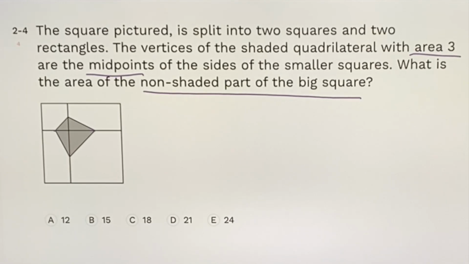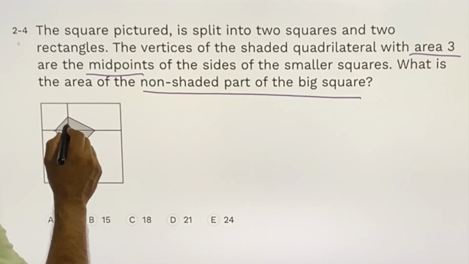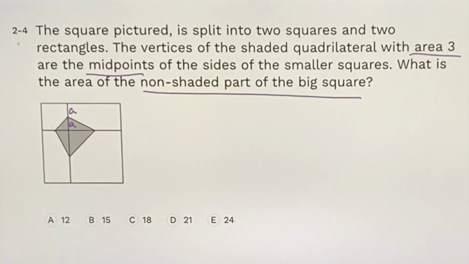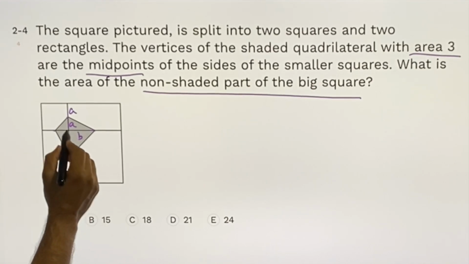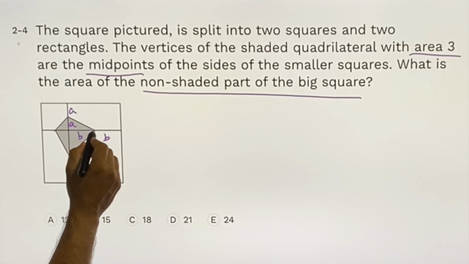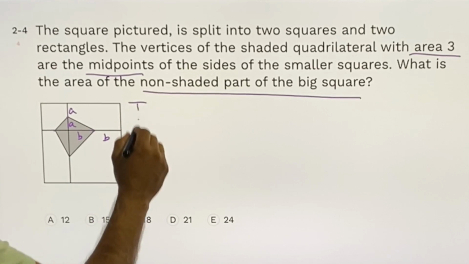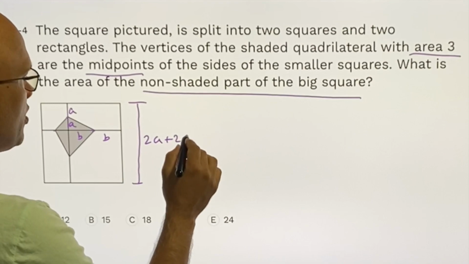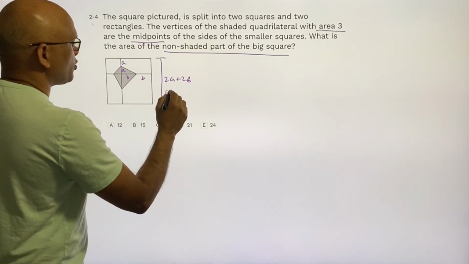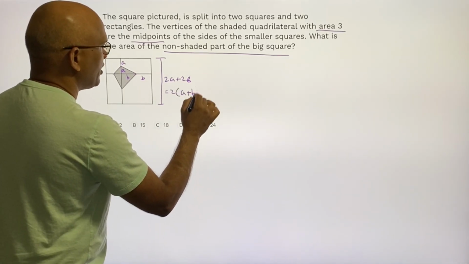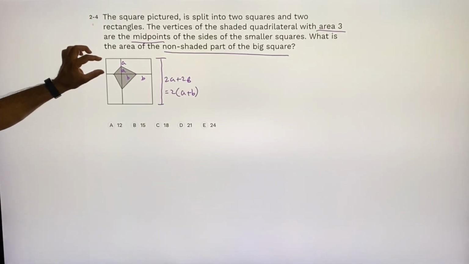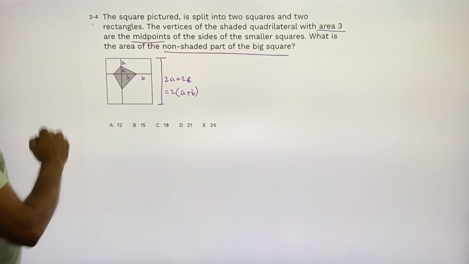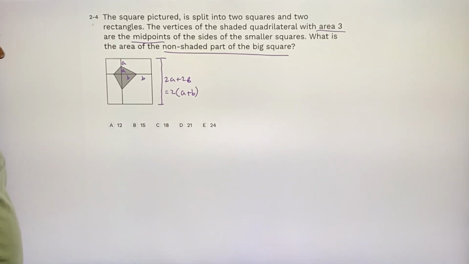So one straightforward way is I can just assume this length to be a, and then this is also a because this is the midpoint, right? So similarly, if I assume this to be b, this is also b because this is the midpoint, then this is going to be 2a plus 2b, right? So this is 2a plus b. So if I assume this length to be a and this length to be b, then the side of the bigger square is 2 times a plus b.